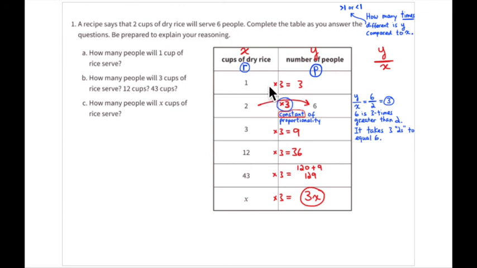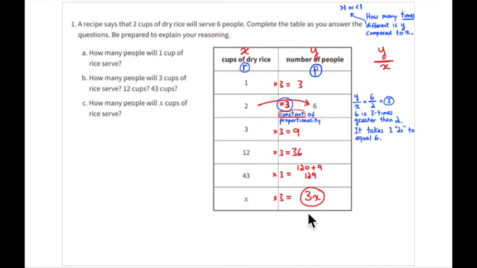1 cup of dry rice will serve 3 people. 2 cups serves 6 people. 3 cups serves 9 people. 12 cups, 36 people. Now 43 times 3, I don't know that off the top of my head. These others I did know. So it's our multiplication facts. But I do know that 3 times 40 is 120, and 3 times 3 is 9, and just add them together, that's 129.